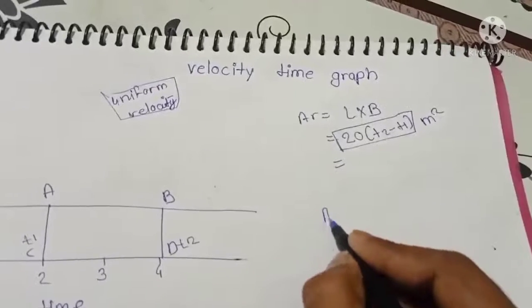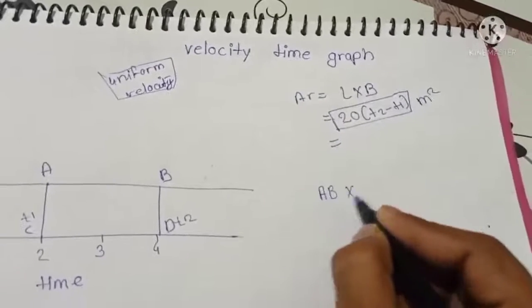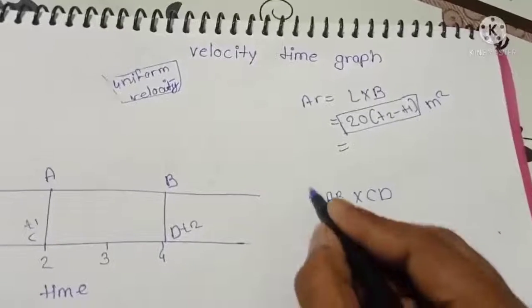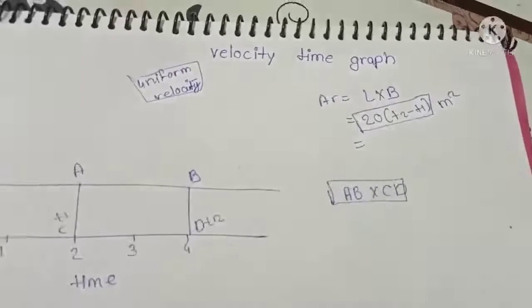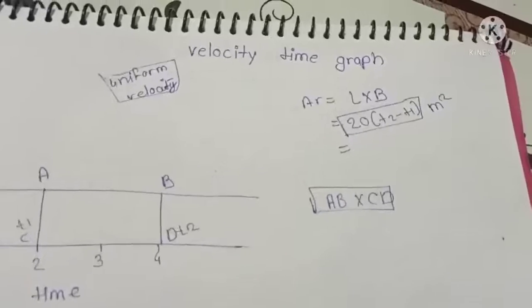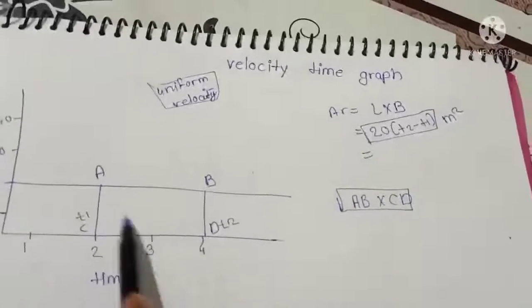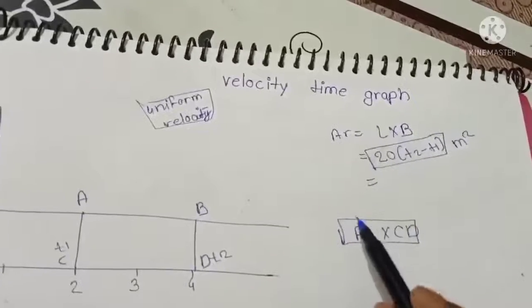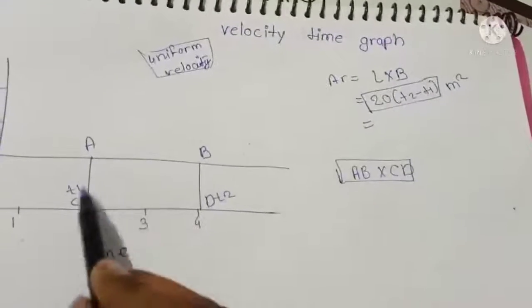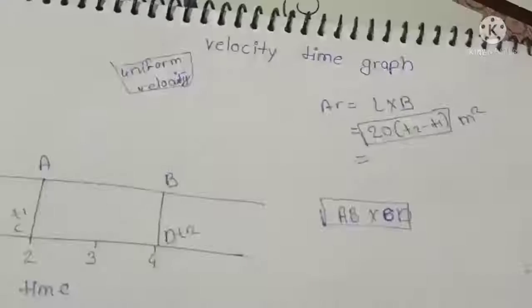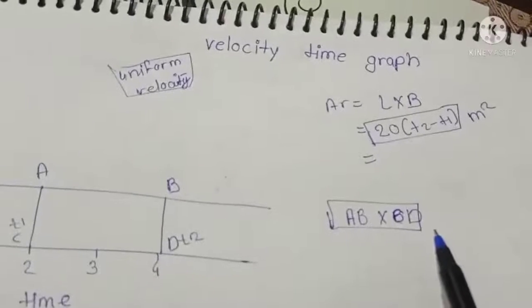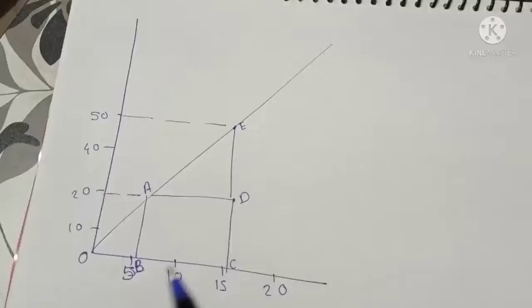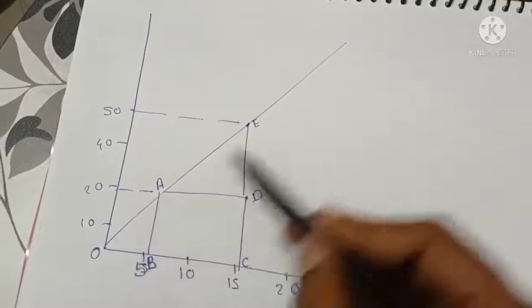AB into CD. What you need to remember is that to find the displacement in a velocity time graph, all we have to do is find the area of the rectangle, which will be AB into BD. This is also a velocity time graph, but in this graph the acceleration is uniform.